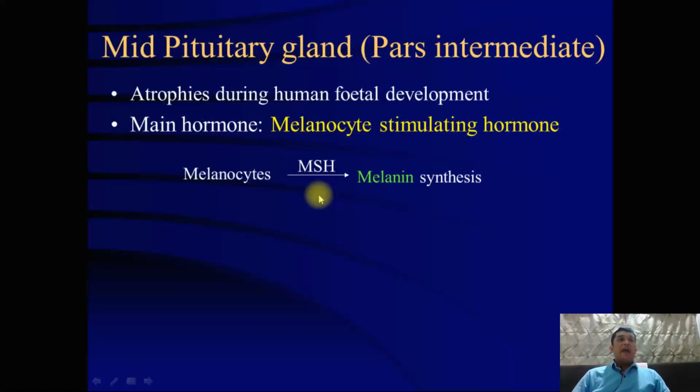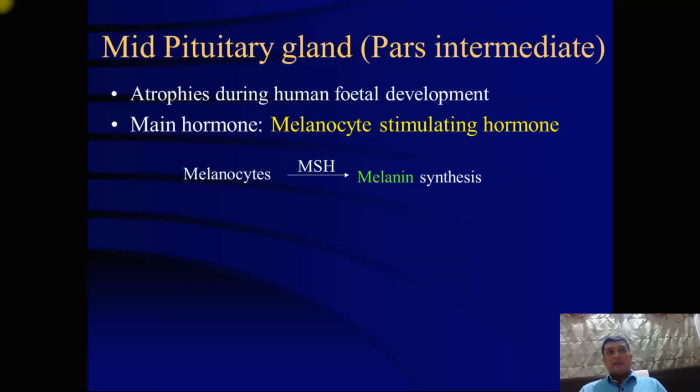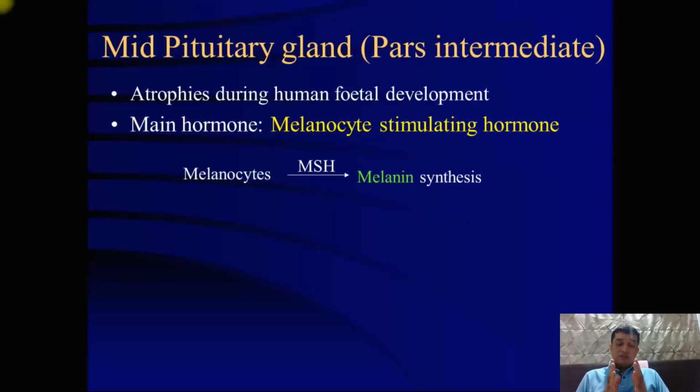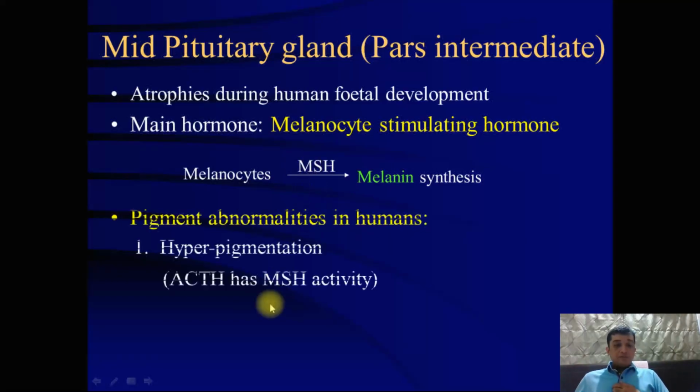You must know some animals which can change their color, and that is definitely because this MSH, or the mid pituitary gland, is very active. Say, for example, some of the reptiles, right? Snakes, right? Some of these animals are able to change their color very effectively because they are able to change the level of MSH as well as ACTH. Okay, so two abnormalities definitely. If there is hyper release, definitely hyperpigmentation. If more MSH, more melanin, so hyperpigmentation.